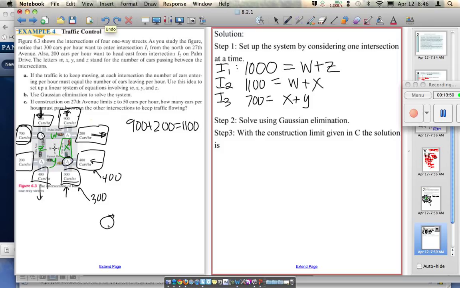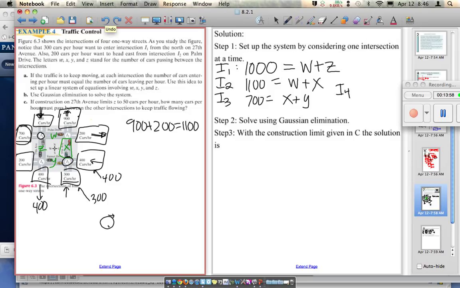And last but not least, our final intersection, intersection 4, down the bottom left corner, we see that there's 400 cars exiting down here, and on the left there's 200. So altogether that's 600 cars exiting. And I see that Z plus Y are the number of cars entering. So Z plus Y equals 600.